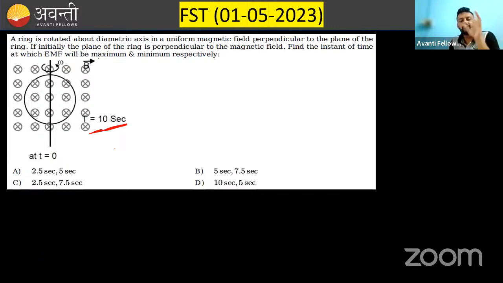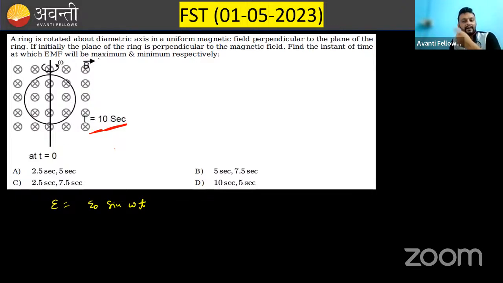When this ring is rotated, the flux through it will change, some induced current is produced in the ring, and an EMF will also be induced. This EMF is given by E equals E naught sine omega t, where E naught is the maximum value of EMF and omega t is the angle. Now, this is the induced EMF.